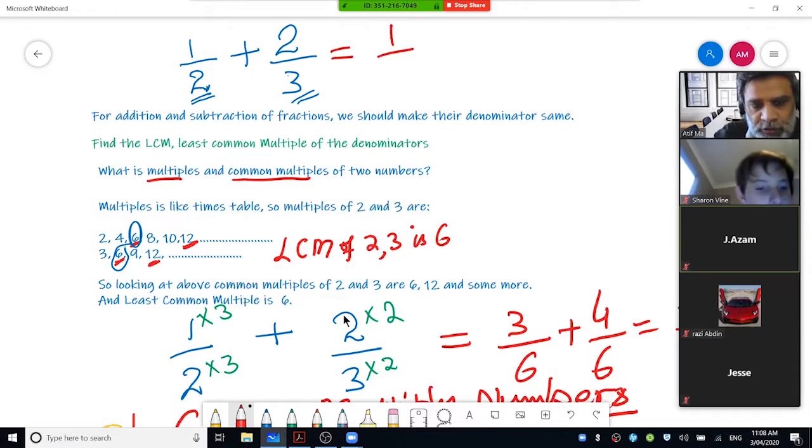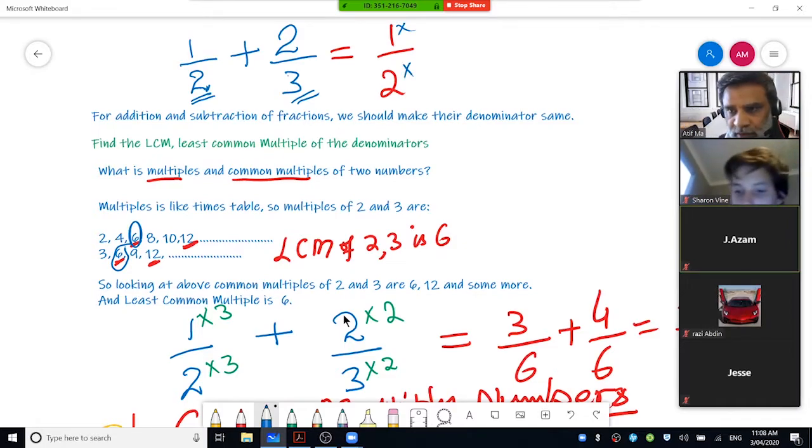So it is 1 over 2. And what should I do here? I should times it by what so that it becomes 6? We would times it by 3.